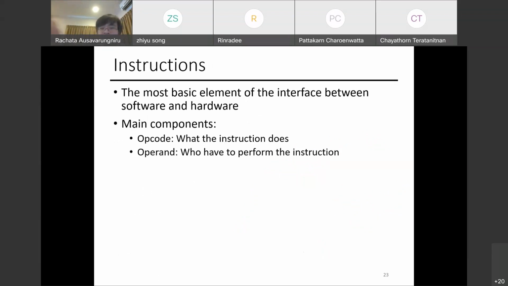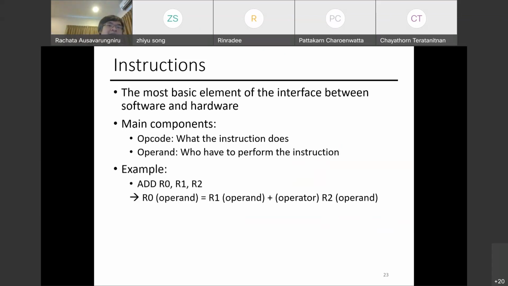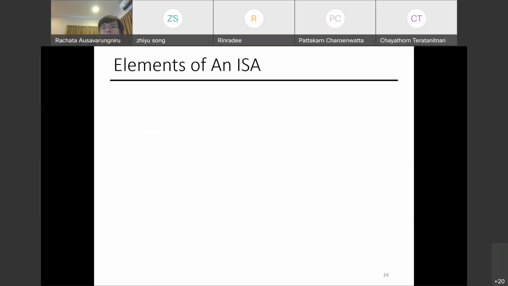I'm going to go quickly here because we went through this in System Skill. You can have add R0, R1, and R2, which basically means that add is the operator and the rest are the operands. What are the other elements of the ISA?